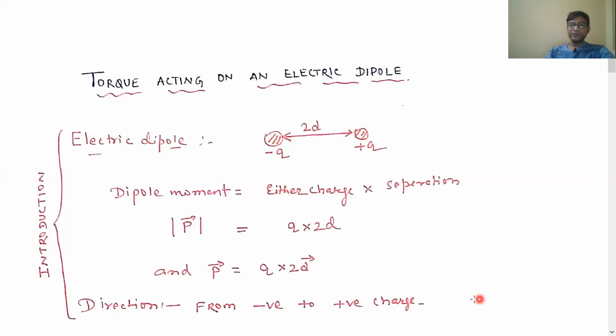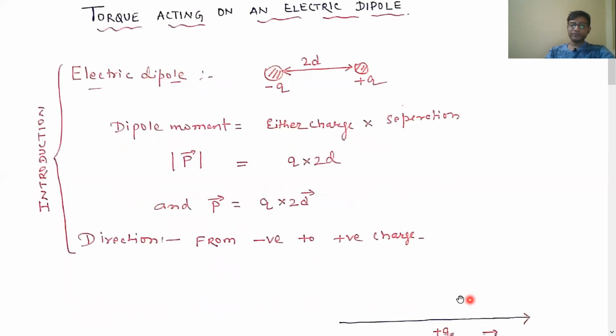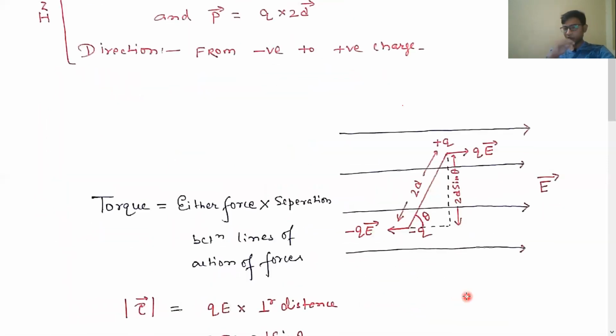So let's start the other topics. Now coming to the torque expression. Here the electric field is along the horizontal direction. Let us suppose it is along the positive x-axis direction. Now there is an electric dipole which is placed at an angle theta with the electric field direction.